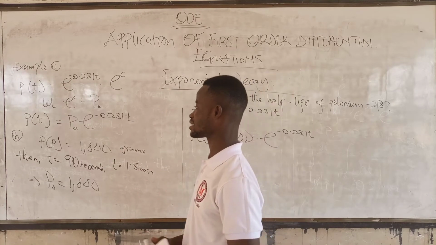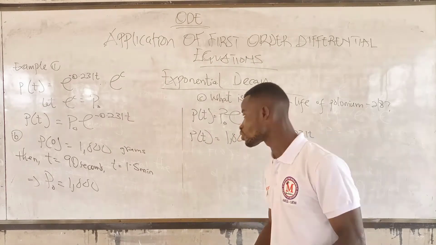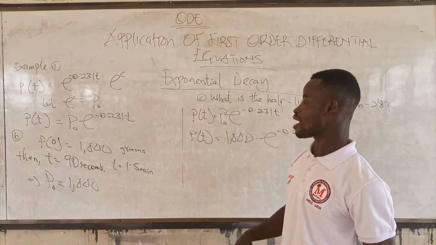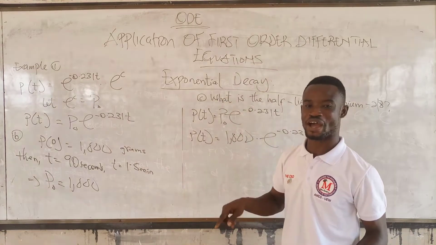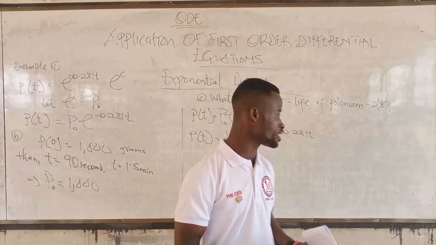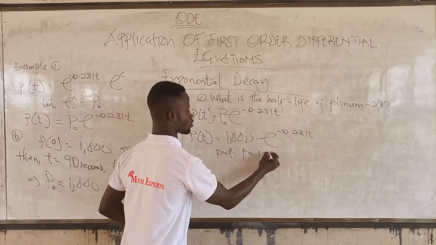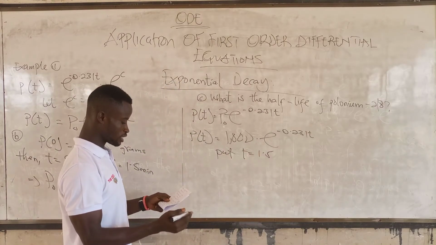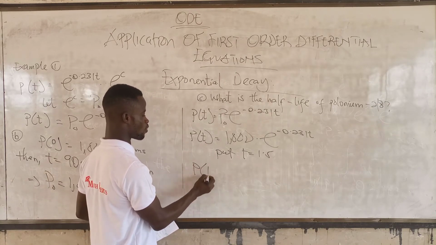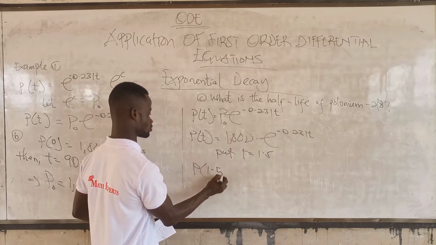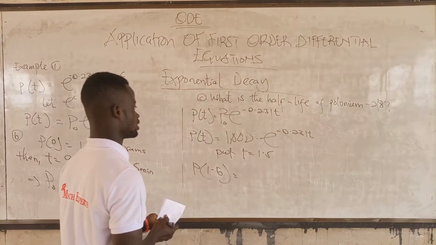Because if we are saying that where t is equal to 0, that is at the initial stage, we have 1000. Then what about if we are at 1.5 minutes? The only thing that we do here is put t equal to 1.5. So when we put t equal to 1.5, that is going to be P of 1.5.